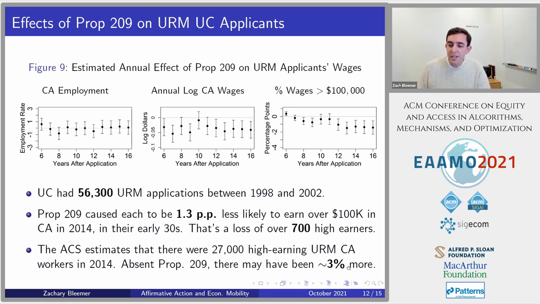And in net, that's going to be a decline of about 3 percentage points in the total number of high earning Black and Hispanic workers in the state as a result of this policy.